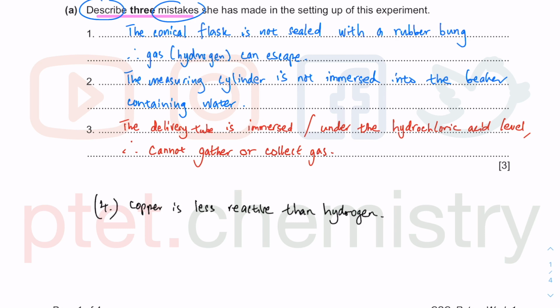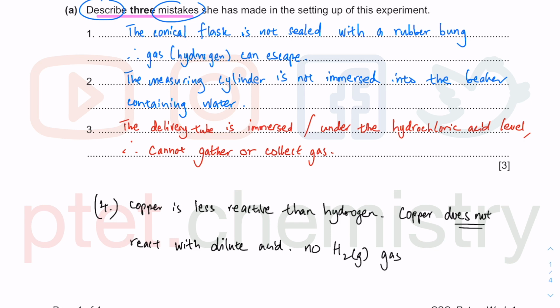You could use this one for either of these three and you will still get the full 3 marks there. So copper is less reactive than hydrogen. So copper does not react with dilute acid. If it does not react with dilute acid, that means you are not going to get any gas out of this reaction. So no hydrogen gas gets produced, so you're not collecting any gas here at all.